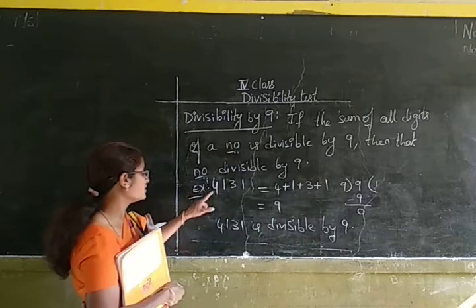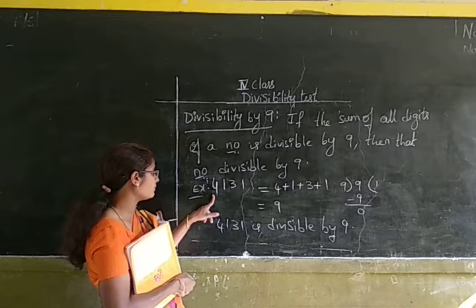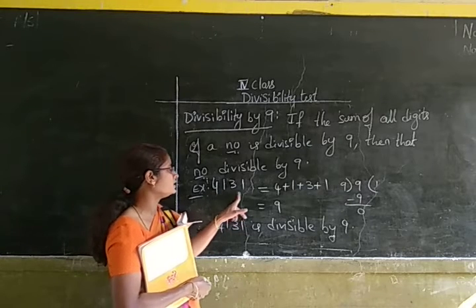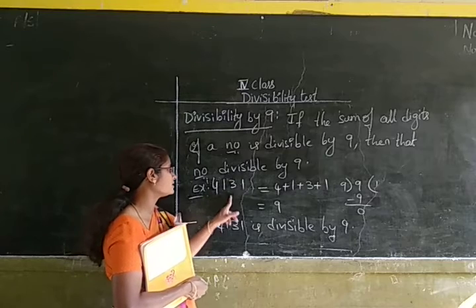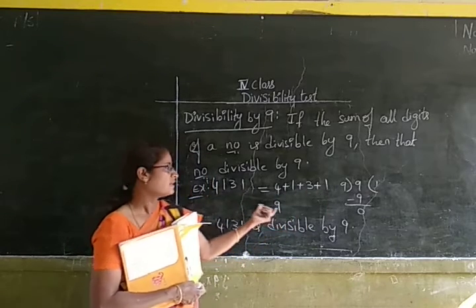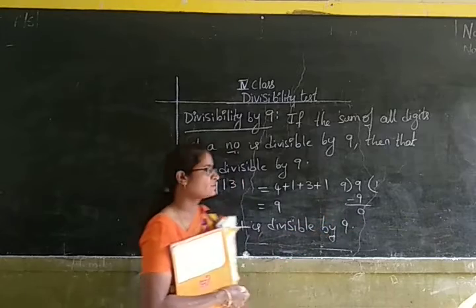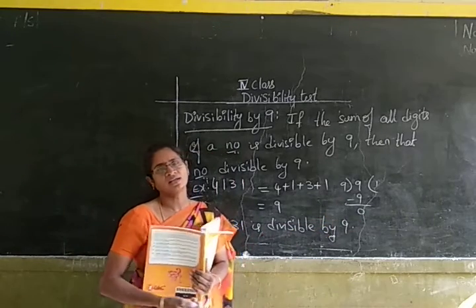Sum of the digits means you have to add all the digits of the given number. Here the digits of the number are 4, 1, 3 and 1. Now you have to add these numbers. 4 plus 1 plus 3 plus 1 is 9. 9 is divisible by 9. So you can say that 4131 is divisible by 9.